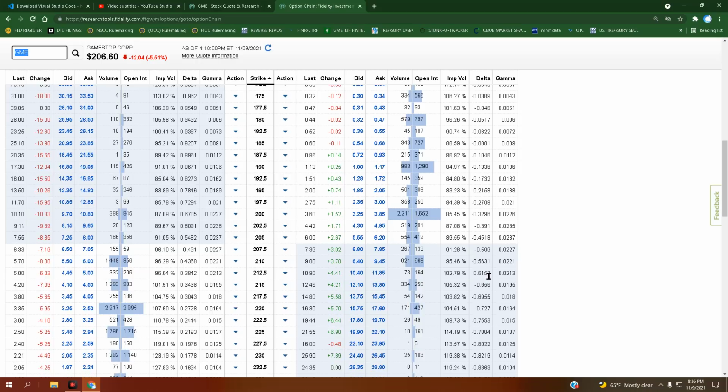So looking at the calls here, again, like I said yesterday, I think we're going to trade between this range of 200 and 220, seeing as resistance is right there, and we have support right here at 165.